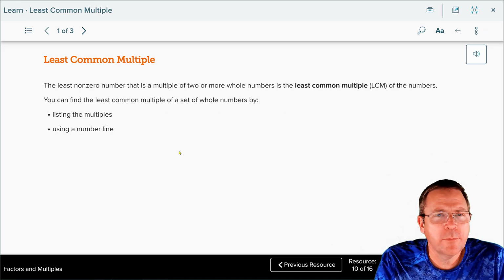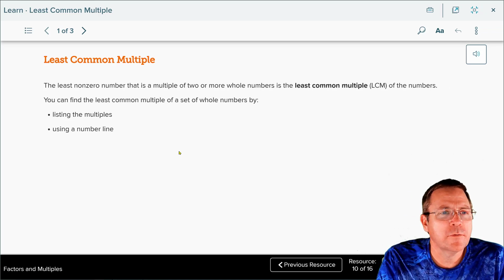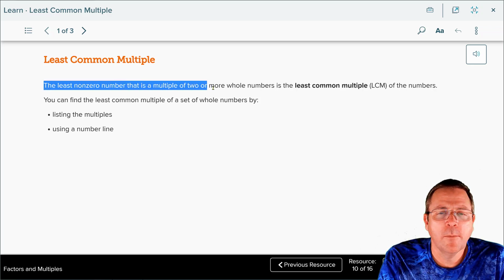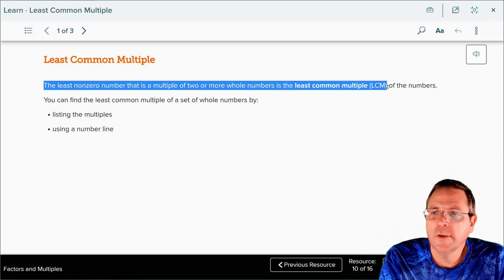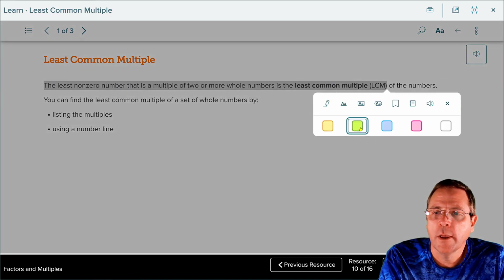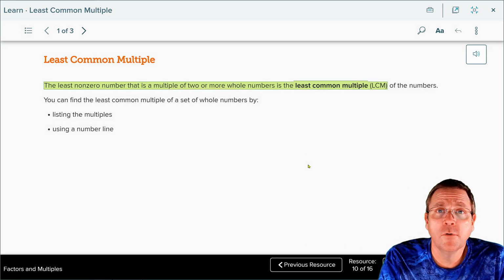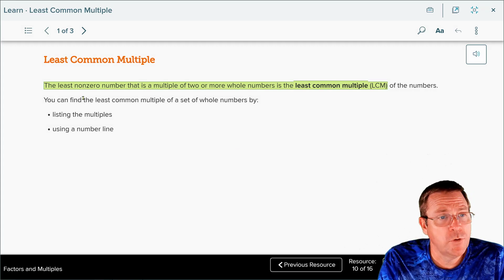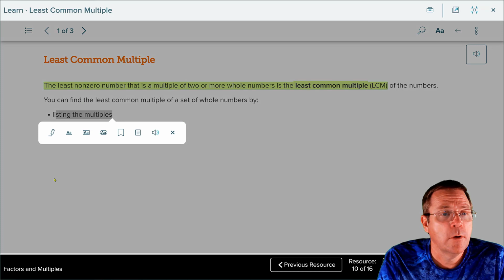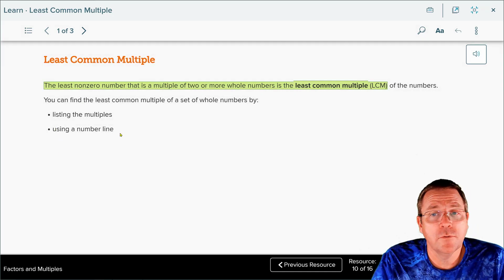All right, enough of the exploring. Now it's time to start getting down to some business. The least non-zero number that is a multiple of 2 or more numbers is the least common multiple, or LCM, of the numbers. Vocab term, ding, ding, ding. You can find it 2 ways: by listing numbers, or, they say, using a number line.